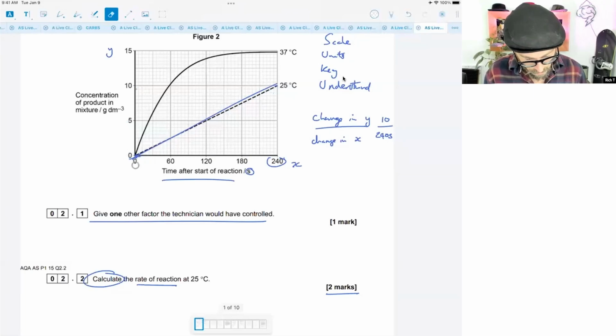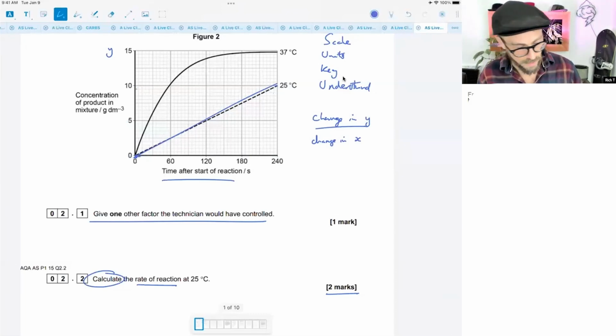Stevie, did that make sense, what I just said there? That was quite a fast little intro. I'm just going to leave that as changing y over changing x over there.